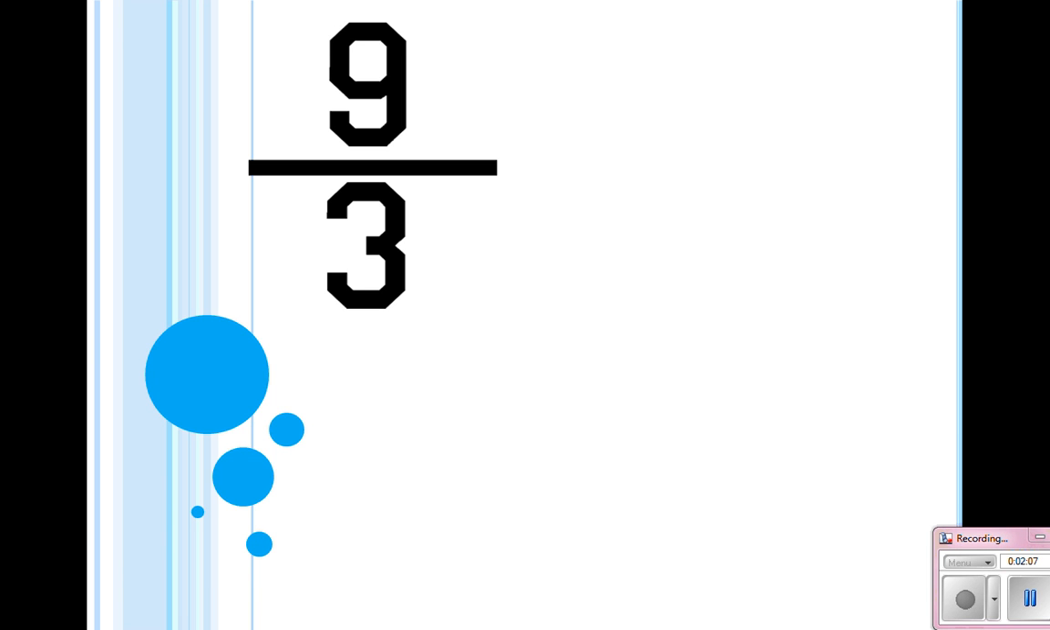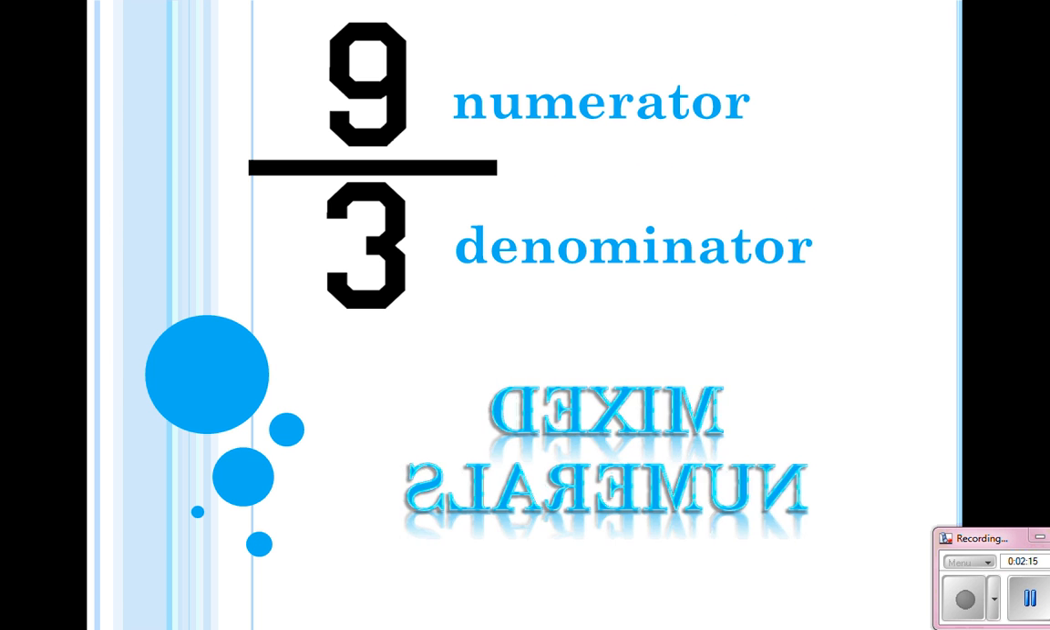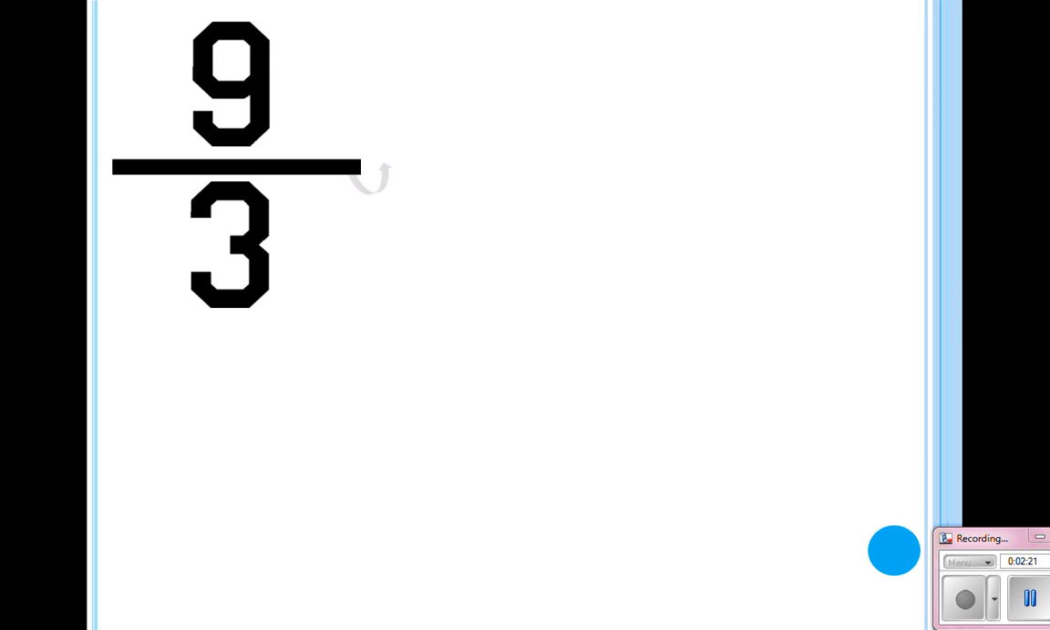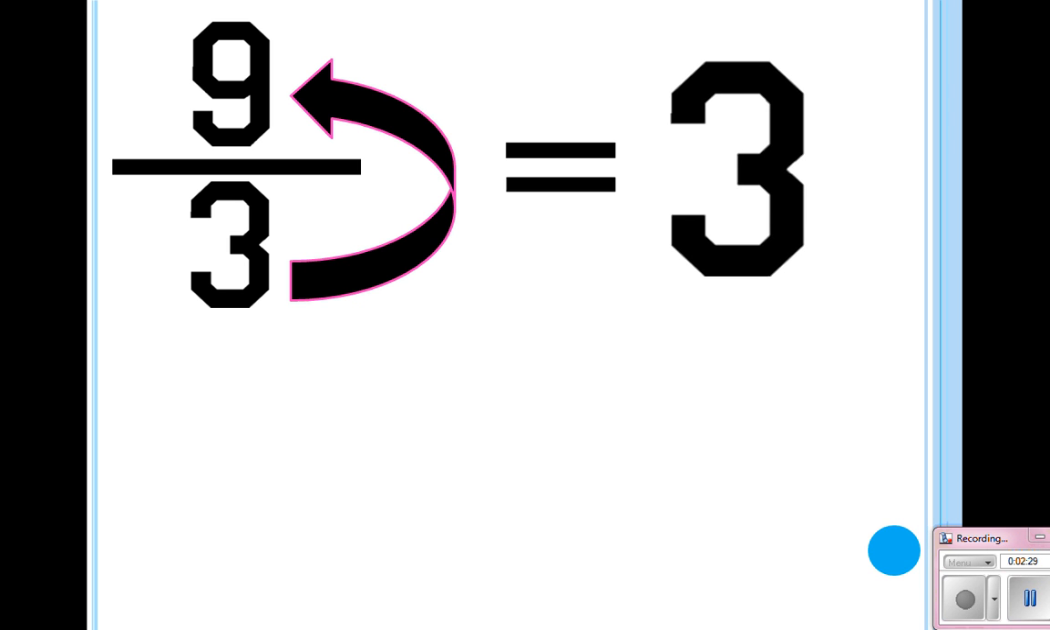Improper fractions are pretty simple. Like I said, they're when the numerator is the higher part of the fraction. To make them simpler, we can simplify them into mixed numerals. To do this, you take the denominator and see how many times it goes into the numerator. 3 goes into 9 3 times, with no remainders, so the simplified version for the fraction is 3.